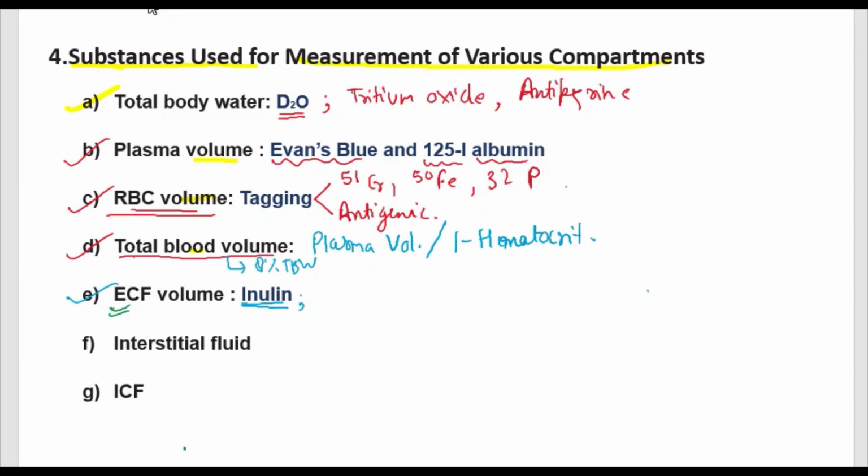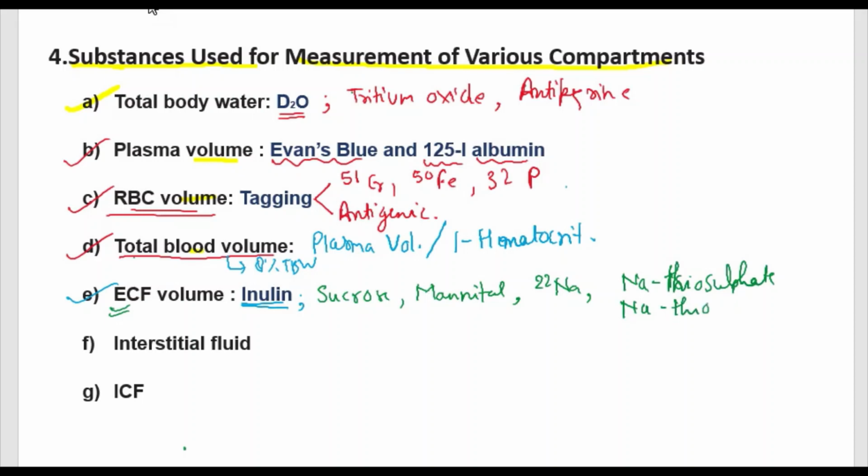Besides inulin, we can also use sucrose, mannitol, and radiolabeled sodium, like the 22 isotope of sodium, sodium thiosulfate and sodium thiocyanate, and we use the 125 isotope of iodine, iothalamate.